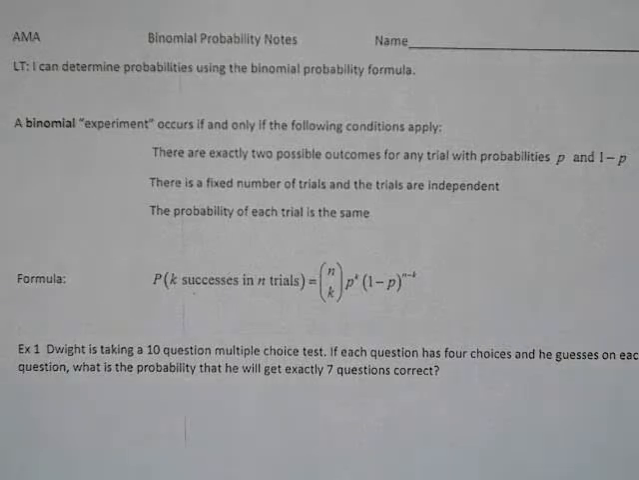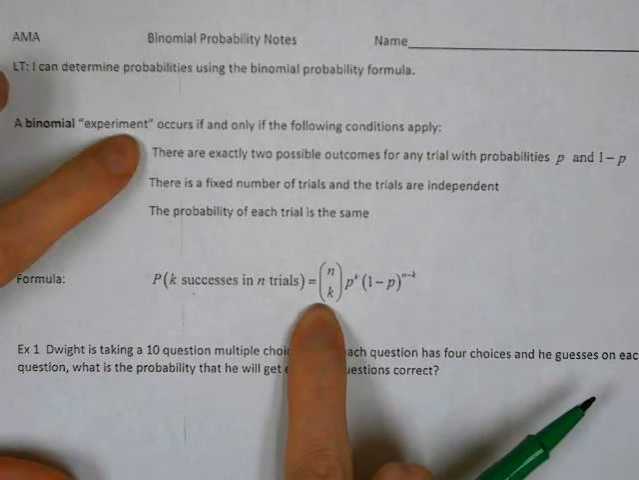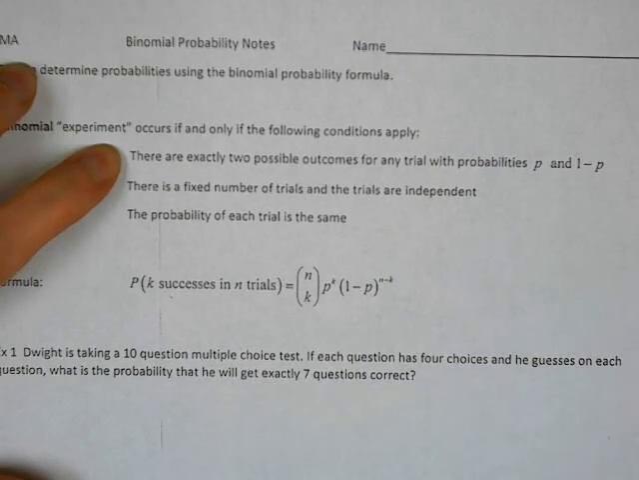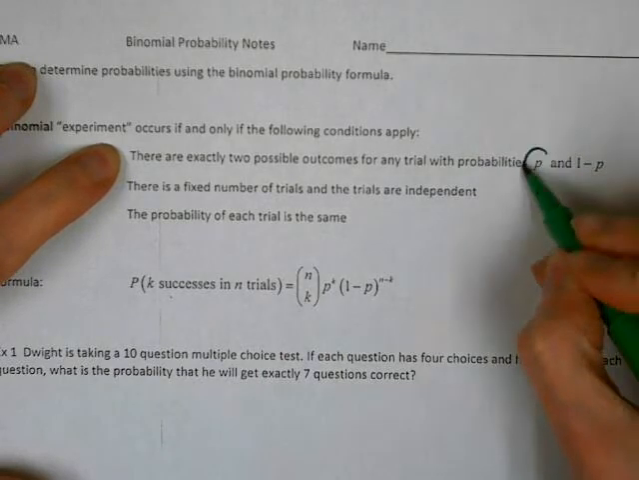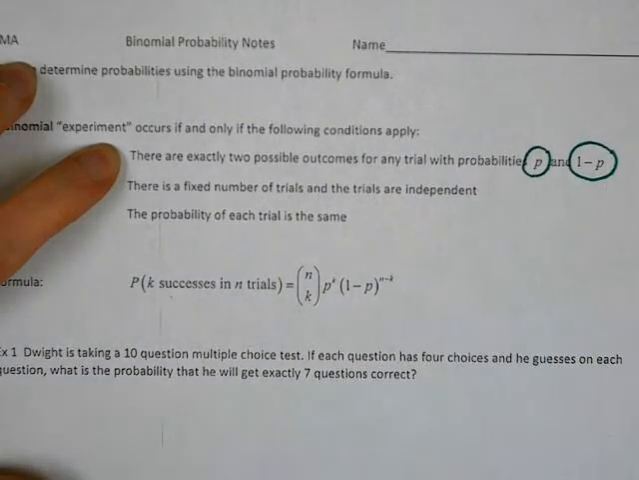Hey guys, today we're going to talk about binomial experiments and binomial probability. This is a special formula that works if and only if these three conditions apply. There has to be only two possible outcomes, so either yes or no. One of them has probability p, and therefore the other one would be 1 minus p, right? Because the probabilities have to add to 1.